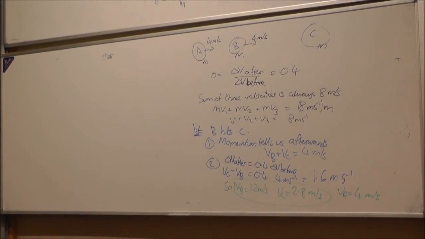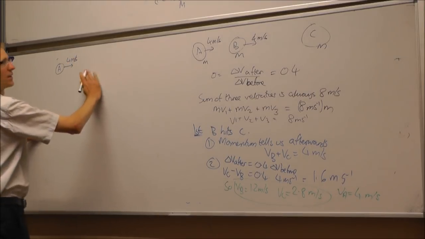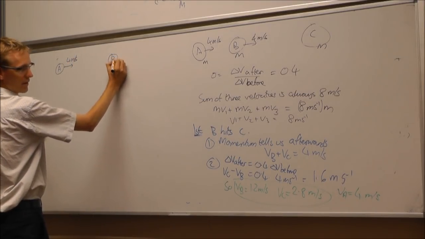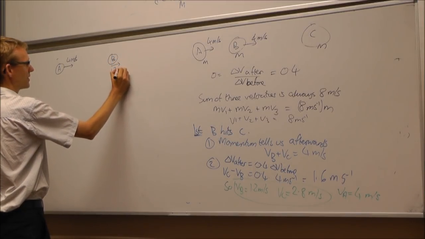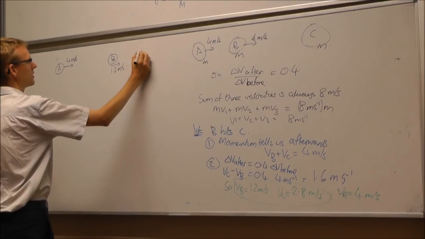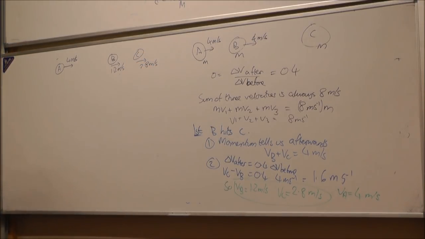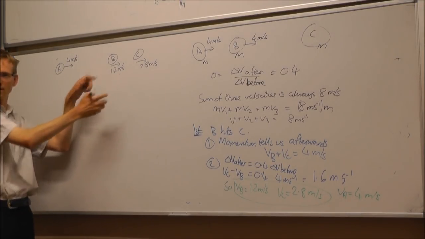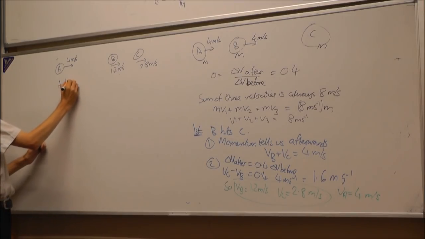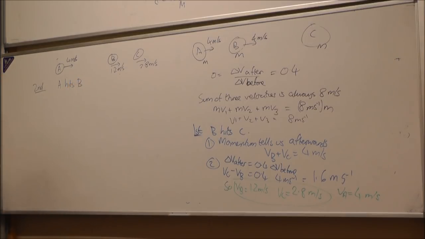Then VA is still 4 meters per second. So now we've got A rolling that way at 4 meters per second, B chugging along at 1.2 meters per second, and C moving at 2.8 meters per second. Those two are separating, so A is going to come and hit B. So A hits B next. That's our second collision.